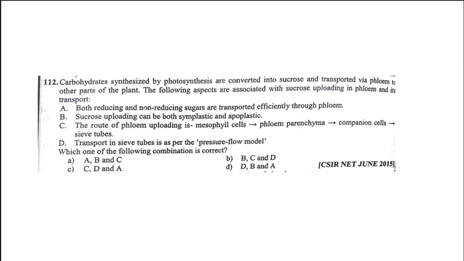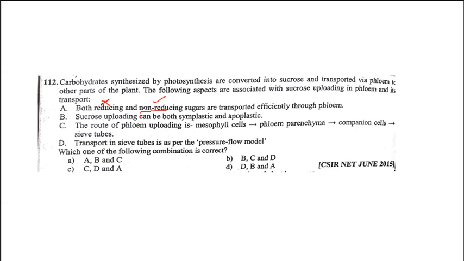Now let's solve one question. Carbohydrates synthesized by photosynthesis are converted into sucrose and transported via phloem to other parts of the plant. The following aspects are associated with sucrose uploading in phloem and its transport. Both reducing and non-reducing sugar are transported. So we saw that only non-reducing sugar are transported. Reducing sugar are not transported.